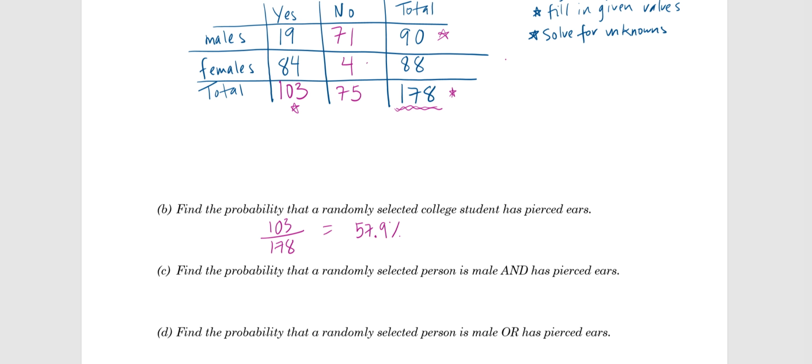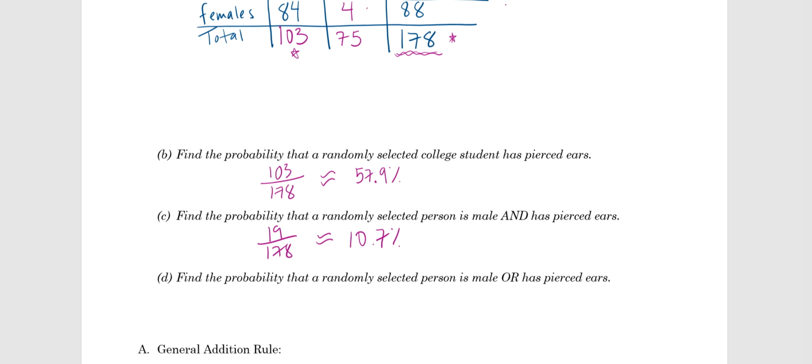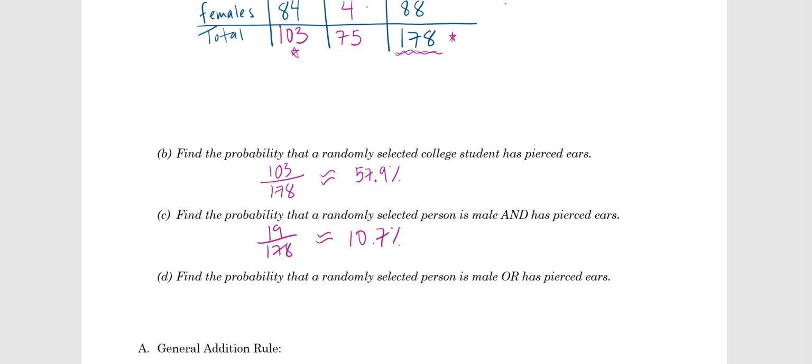Okay. So part C, it says find the probability that a randomly selected person is male and has pierced ears. Well, male and has pierced ears would be male and yes, so that would be 19. There we go, 19 out of 178, which is approximately, I should not be doing equal signs, we should be doing approximately signs, because we're rounding, which is approximately 10.7%.